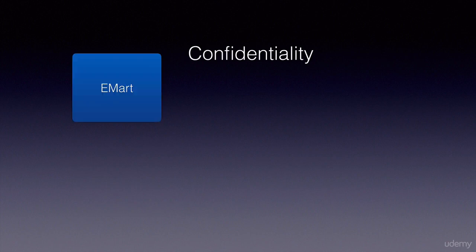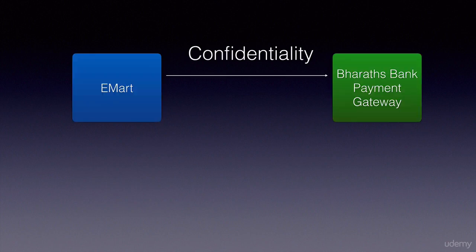Second is a very important aspect, confidentiality. When we exchange SOAP messages, it could be credit card information or social security number or any other sensitive information. We do not want the hackers or the pirates of the web to access that data and make their own payments. That is where confidentiality comes in.